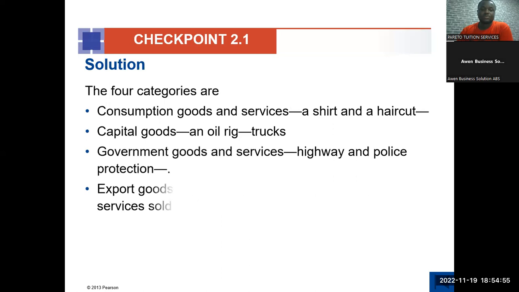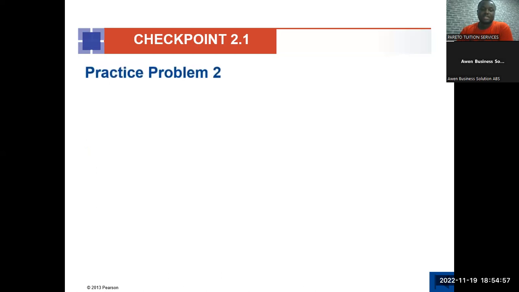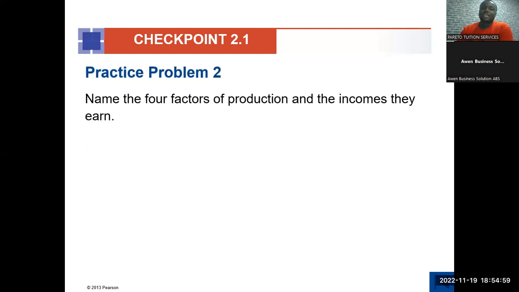All right, so that is it. Now we have to name the 4 factors of production and the incomes they earn. Okay, we have land, which is rent. We have labor, which is wages. We have capital, which is interest, and we have entrepreneur, profit or loss.